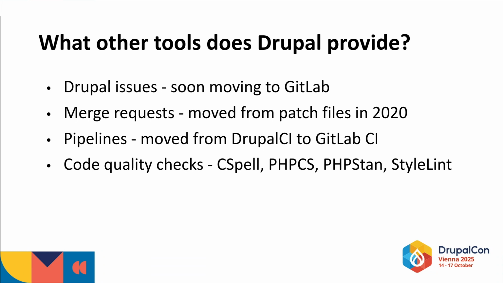Merge requests moved from, we used to use patches, which were hard to work with. And I believe we moved to merge requests in November 2020, so almost 5 years ago. Pipelines for testing, so we had a Drupal CI which we've moved into GitLab CI, which makes things a bit more standard, lets us test against multiple versions of Drupal, multiple versions of PHP, and we can incorporate code quality checks, like spell checks, coding standards, static analysis, CSS checks.